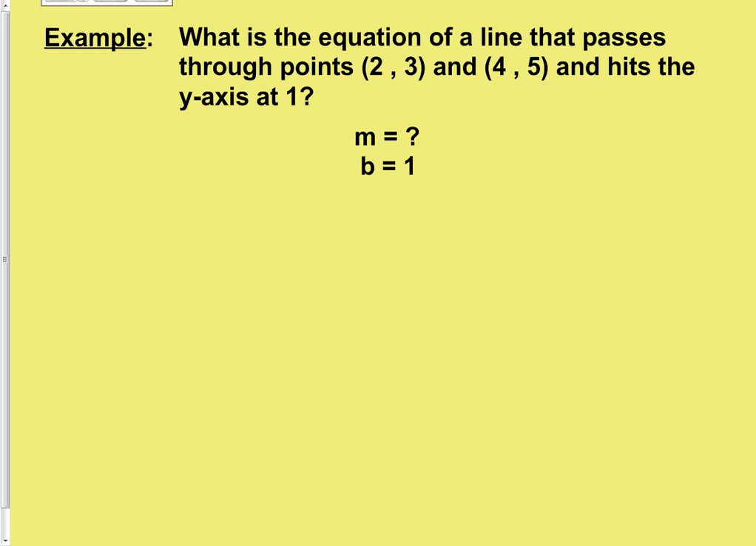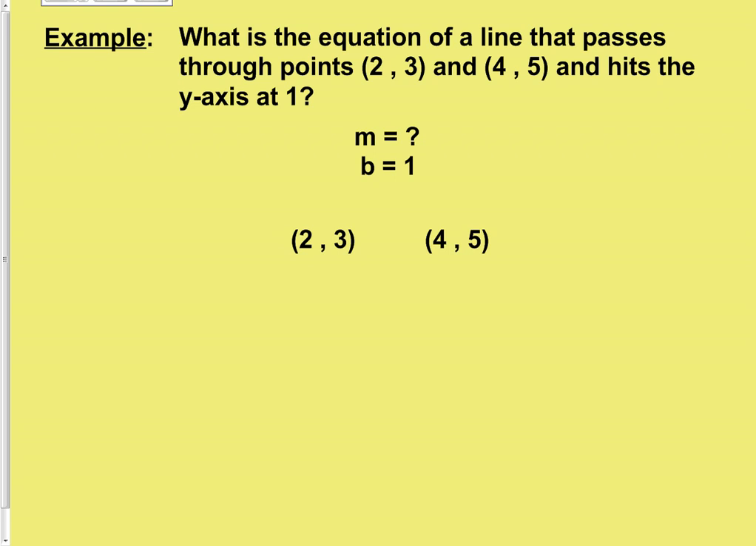Okay, so we're going to need to know the slope value if we're going to write the equation. They did not provide it for us, so the next question would be, did they give us enough information to find it for ourselves? And the answer is yes. In order to find a slope value for a line, all we need to know is any 2 points that are on the line, and we have (2, 3) and (4, 5).